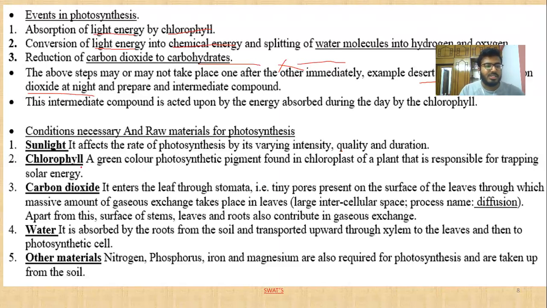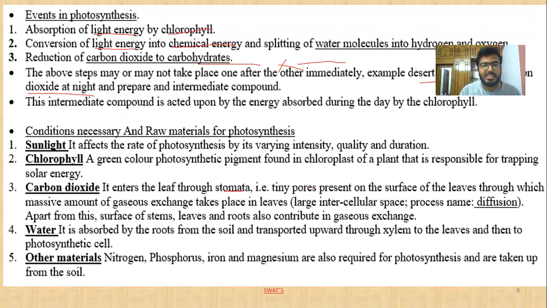Now the second one is chlorophyll, a green color photosynthetic pigment found in the chloroplast of a plant that is responsible for trapping solar energy. So who is trapping? Chlorophyll is trapping the sunlight. So the next one is carbon dioxide. It enters the leaf through the stomata.